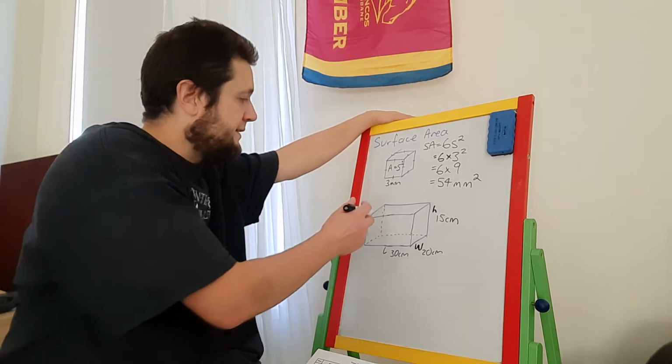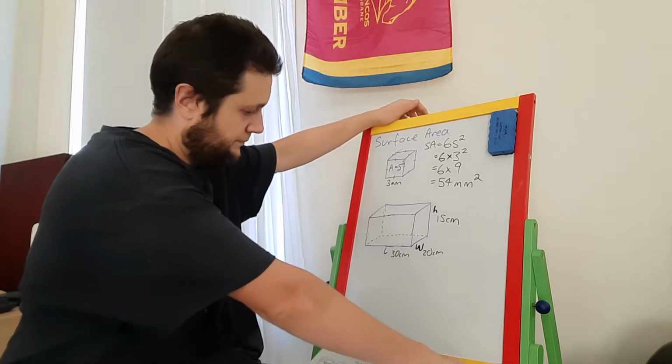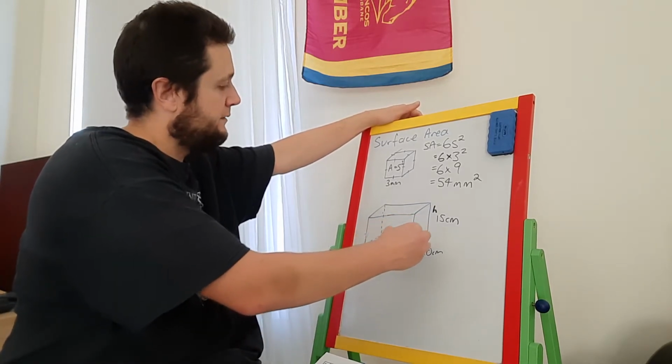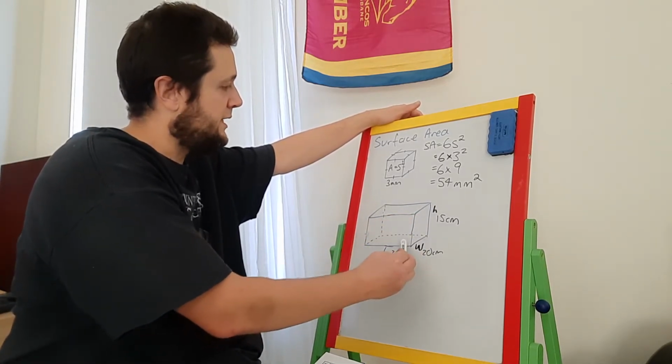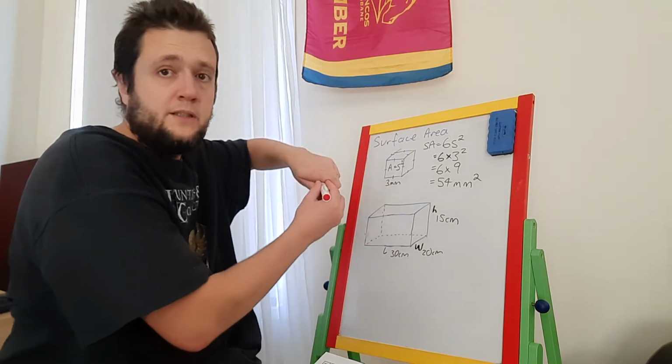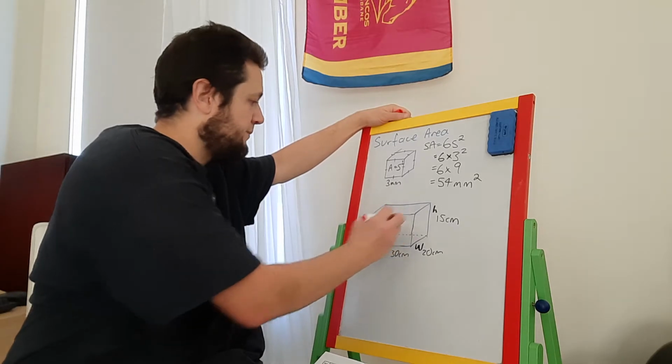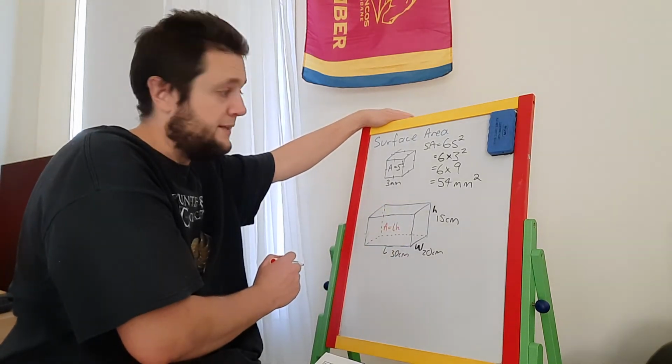Let's think about this face at the front here. What would the area of this face on the front be? Its length in this direction and its height in this direction. So the area of this front face will be length times the height, whatever that is.